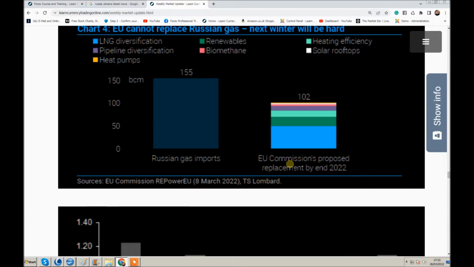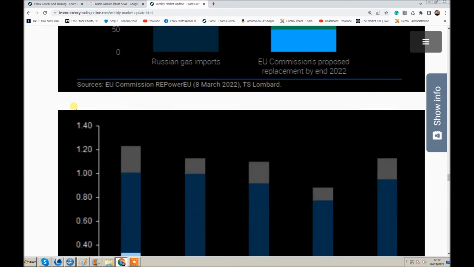This comes from the EU Commission about how they're going to try and do it for the winter. Okay, here the gas imports, I mean, at best they're going to get to about 2/3. I think this is optimistic, actually. So yeah, real problems obviously with energy.